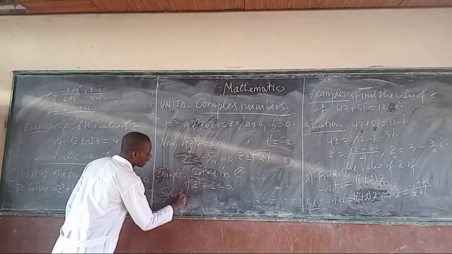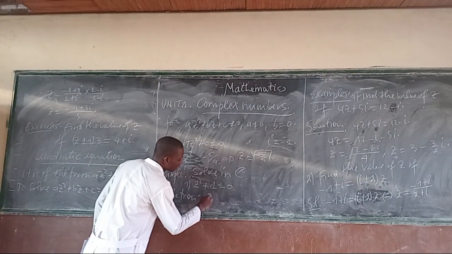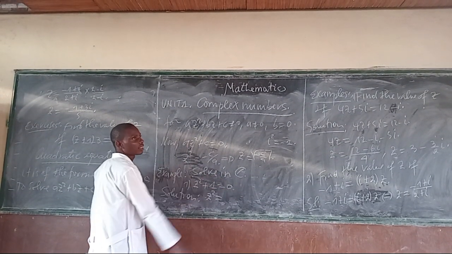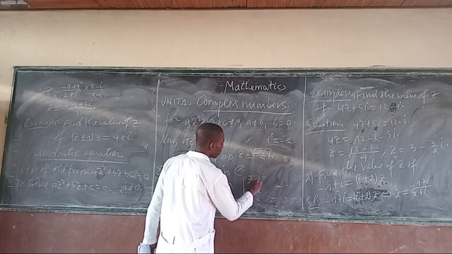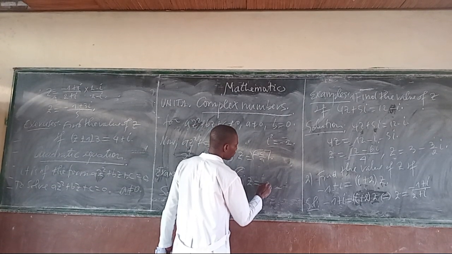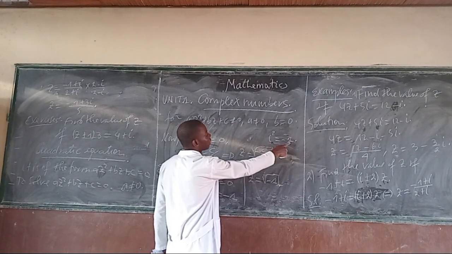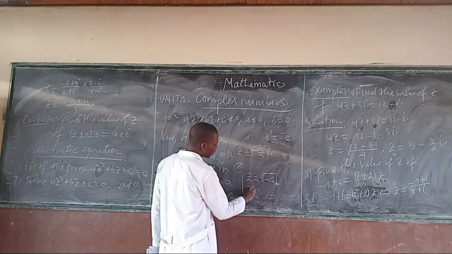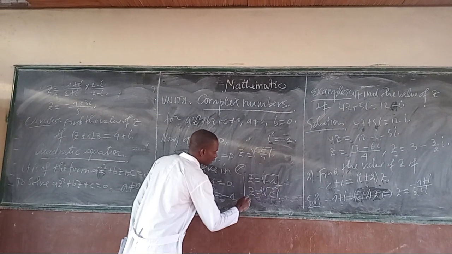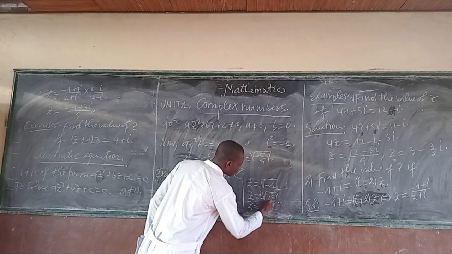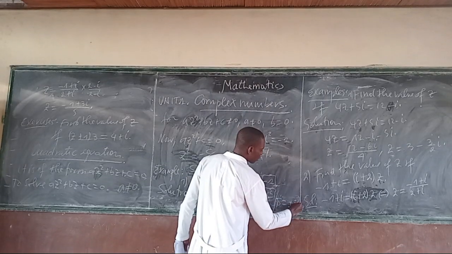Now, for the solution in this case, we know that z squared is equal to negative 1. Then z is equal to the square root of negative 1, and we know that the square root of negative 1 is equal to i. We can replace this by plus or minus i, and we find that z will be equal to plus or minus i. Then we say that our solution will be plus or minus i.